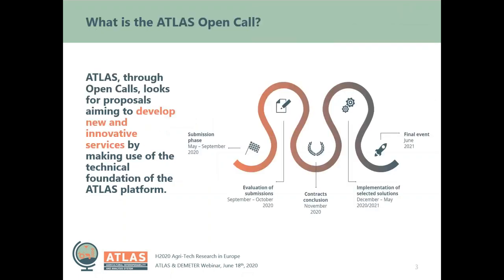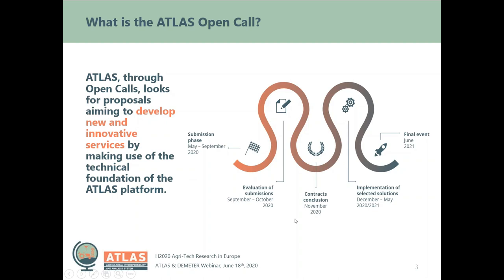So we will have two open calls, and you already heard today quite some information about the technical part of our project, about the service architecture of the ATLAS platform. So we are looking for innovative services and solutions that will be built on our platform and will be useful and usable by end users, mainly farmers and also other players in the agricultural industry.